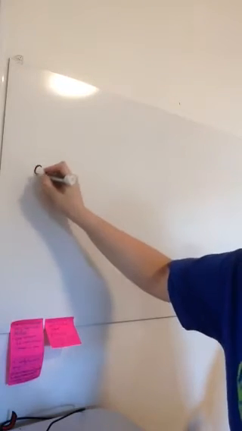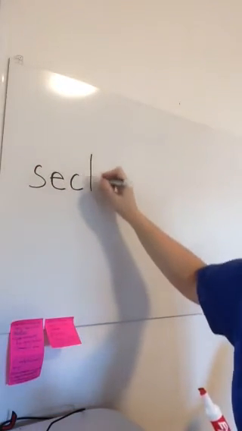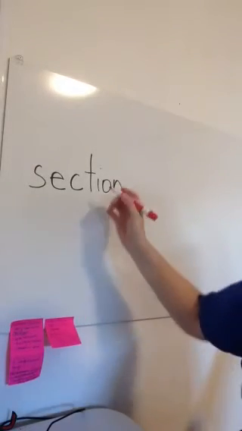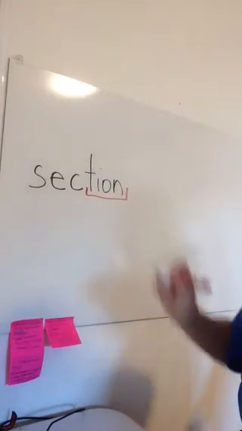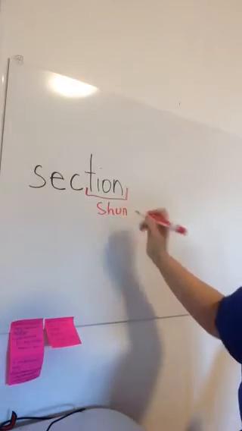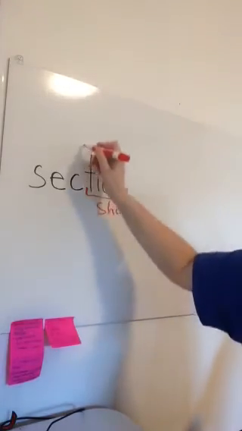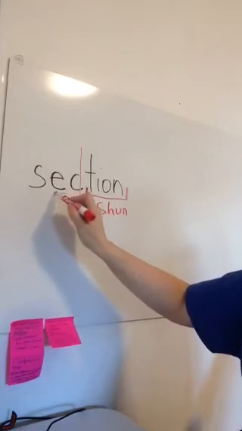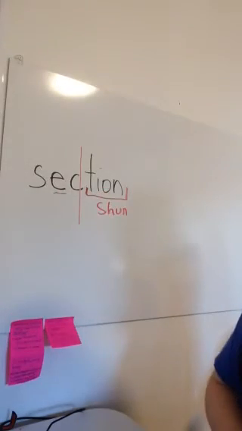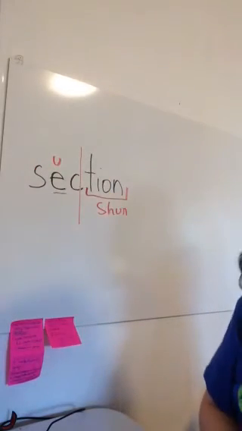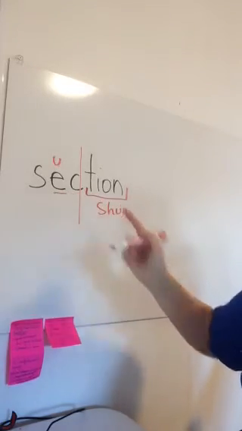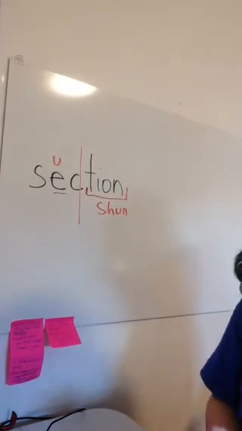Another word that you have is this one. Well, what do we see right here? We see this right here, and we know that this whole thing says shun. All right, so now let's focus on the front part. We have this vowel here, and it is closed between those two consonants, so we know it's going to have a short sound. So let's do this. Section. Section.